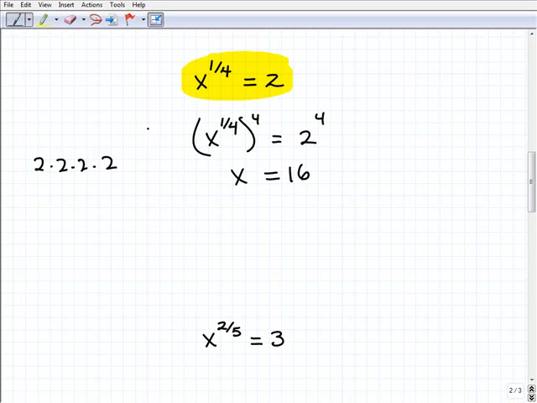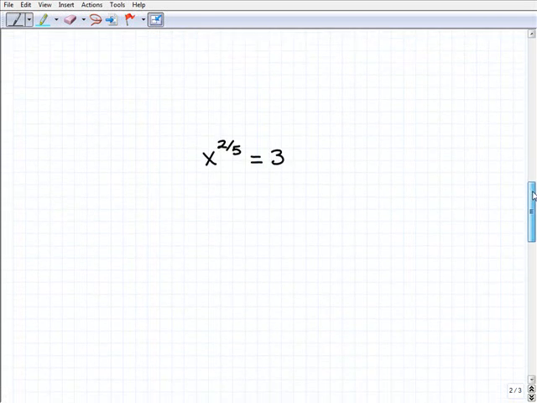And it's a good idea to check these problems. You go into your calculator and take 16 to the 1/4 power, and you'll get 2. So that's the basic idea of what we're going to be doing here.